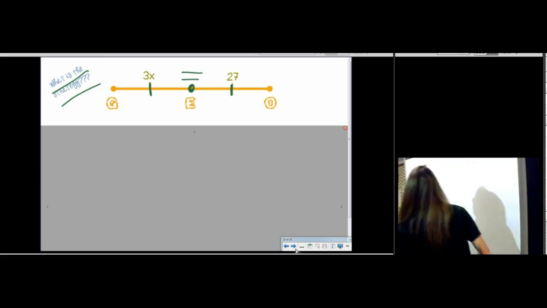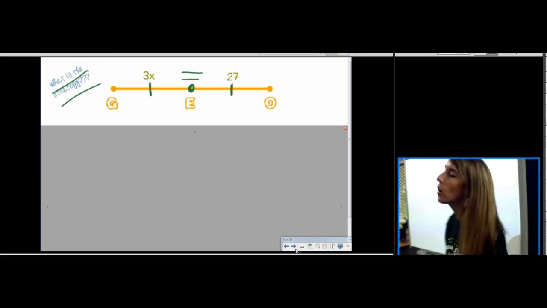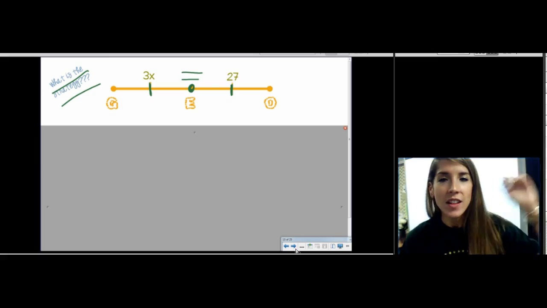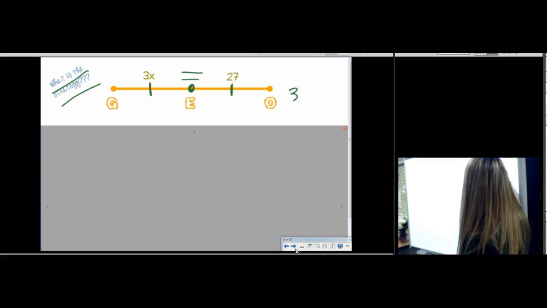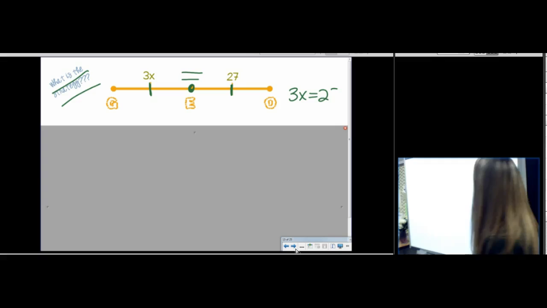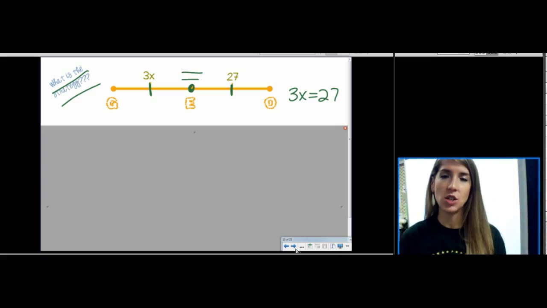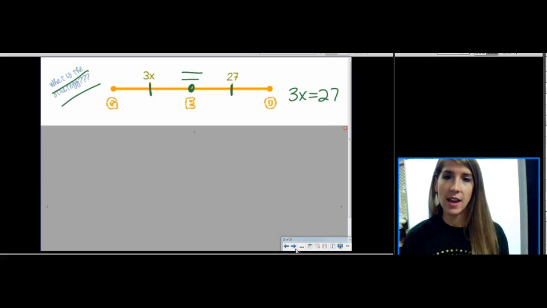Good. You would take that midpoint and you'd put an equal sign above it. Because of course, if I cut something in half, the left is equal to the right. The top is equal to the bottom. However your segment is arranged, 3x is equivalent to 27. They are the same length. And then you would go along your merry way and you would solve the problem.